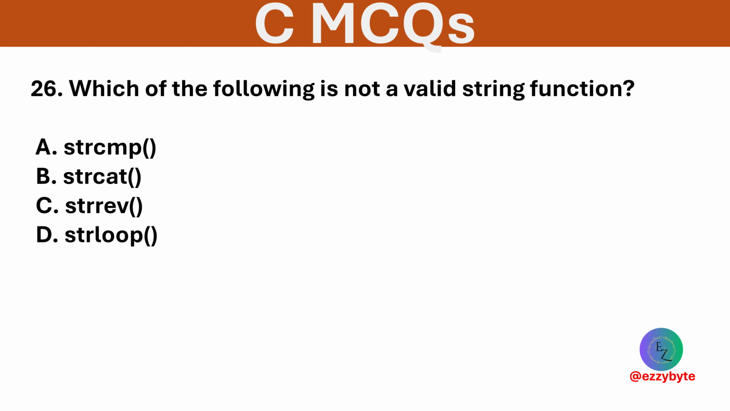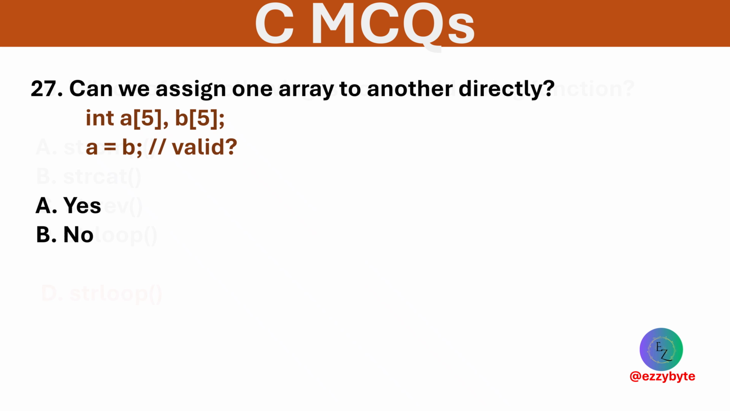Which of the following is not a valid string function? Options are strcmp, strcat, strref, strloop. Option D is correct. strloop is not a standard C function. Can we assign one array to another directly? Options are yes, no. Option B is correct. Arrays cannot be assigned directly in C.